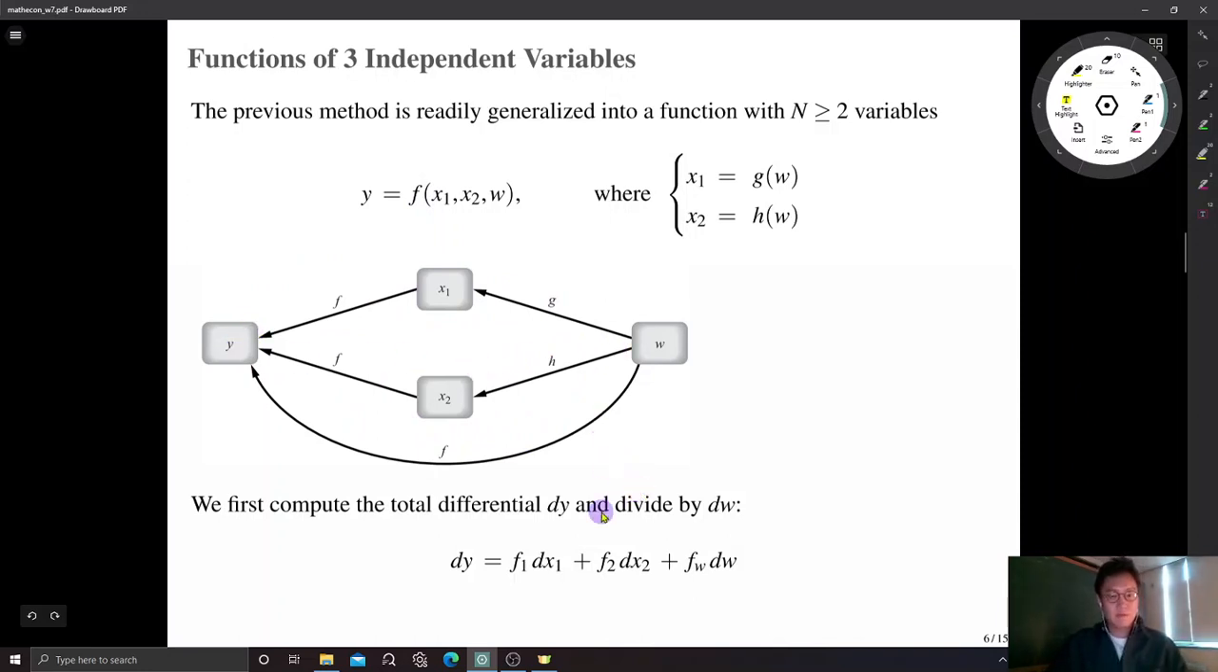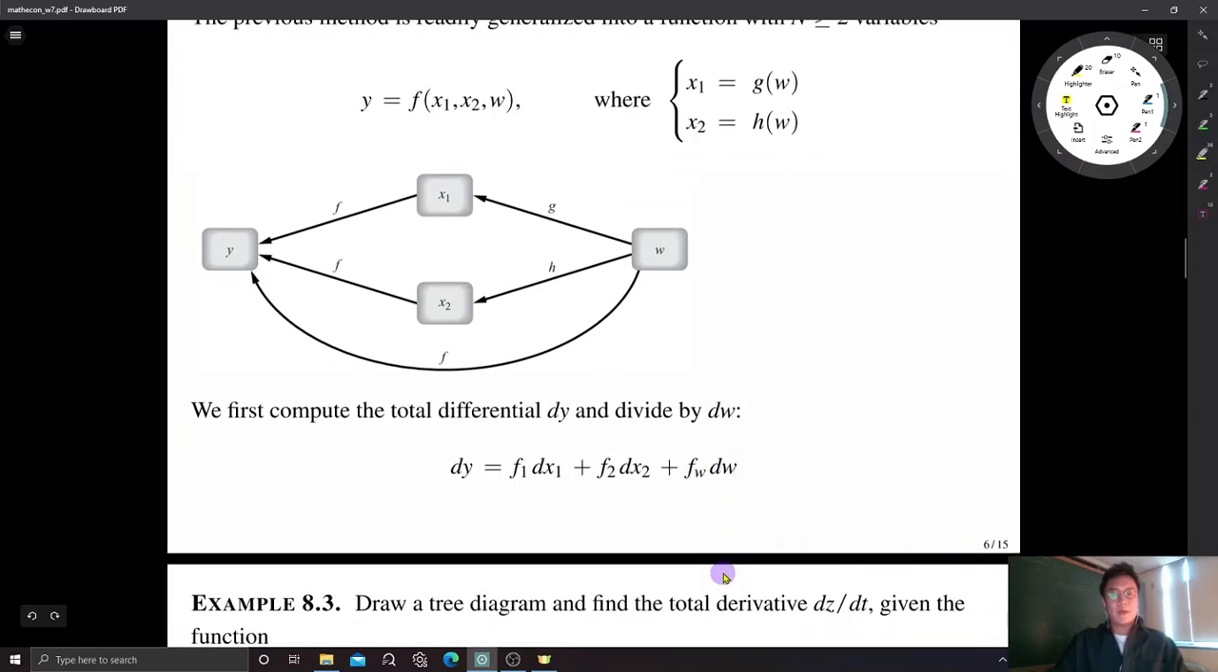And then the way to find the total differential is the same as before. The only difference is because now we have an additional variable w, so the total differential dy is going to be f sub 1, the partial with respect to variable x1, times dx1, and f sub 2, the partial with respect to x2, times dx2, and finally f sub w times dw. Okay, and then we can just divide it by dw to obtain this one.